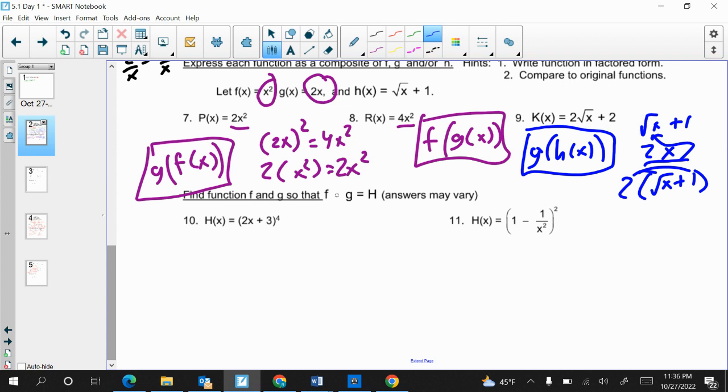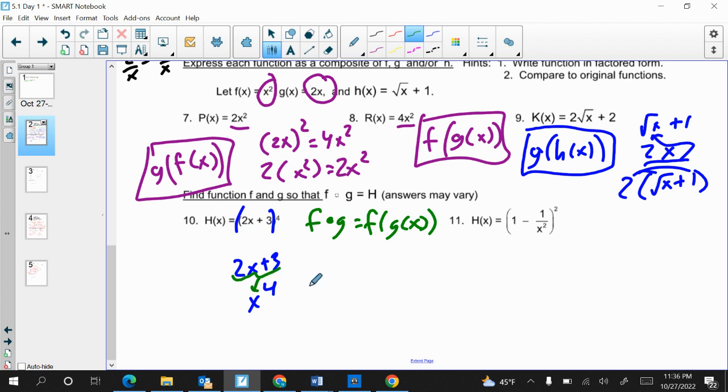10 and 11 are similar, except now we just don't give you functions to start with. But I think these might be even easier. Hopefully you can start to see there's really clearly a function inside and outside. So I have 2x plus 3 as an inside function, and I have x to the fourth as the outside function, where I just took this and substituted into x to the fourth. So h of x specifically says I want f of g, which is f of g of x.